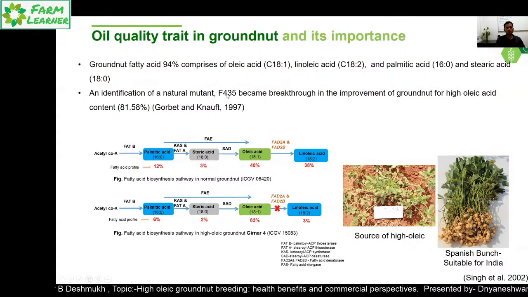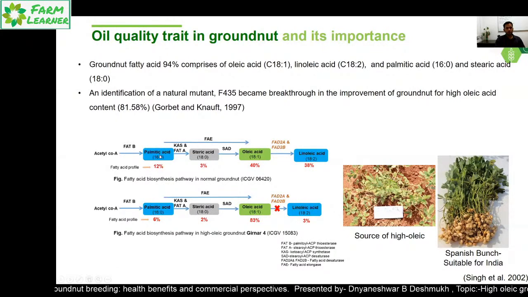F435-1 was the first groundnut natural mutant, and F435-1 was used for the development of Florida's high oleic, and further groundnut varieties.